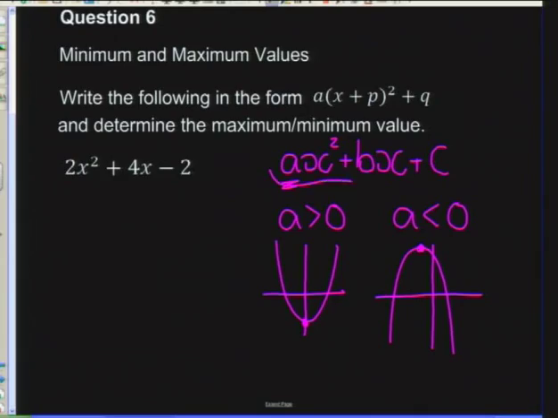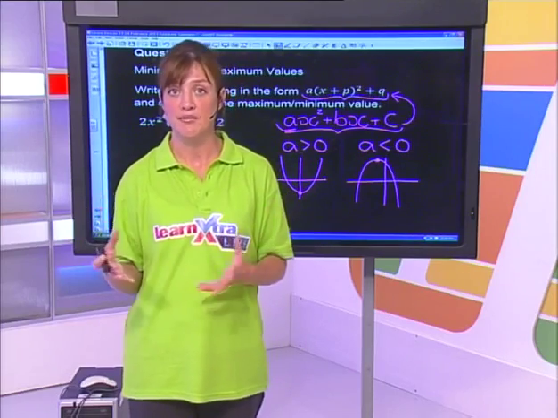The quadratic equation in the form of ax squared plus bx plus c can also be written in the form of a bracket x plus p squared plus q. And the way we get from that form to that form is by completing the square. Now here's the important thing to remember.